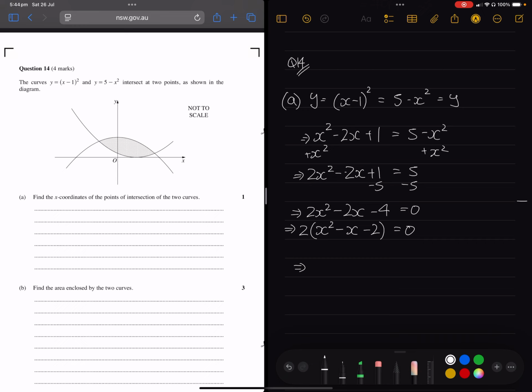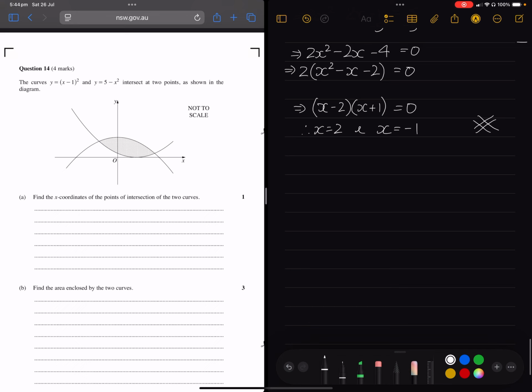This is factorizable. So we should get brackets x, and they need to multiply to make minus 2 and add to make minus 1. That should be minus 2 and plus 1. So (x minus 2)(x plus 1) is equal to 0. So we get x is equal to 2 and x equals minus 1. So these are the x coordinates of the points of intersection of the two curves. So this is part A.